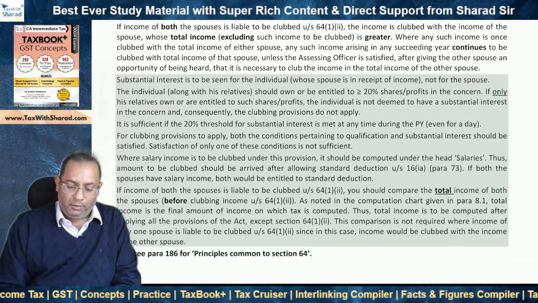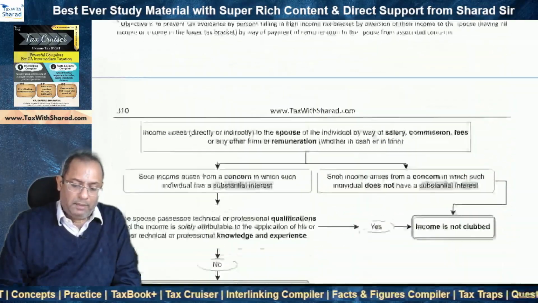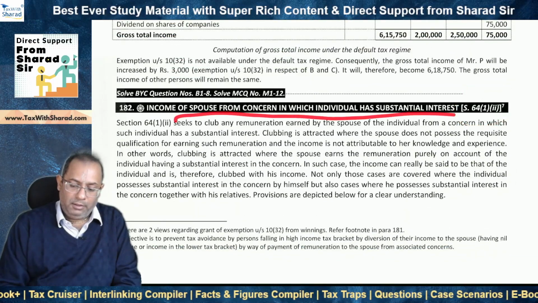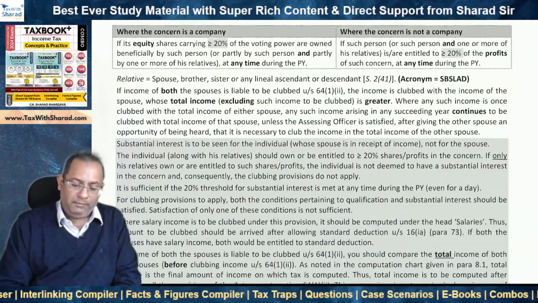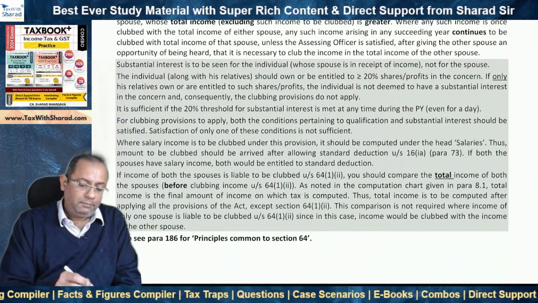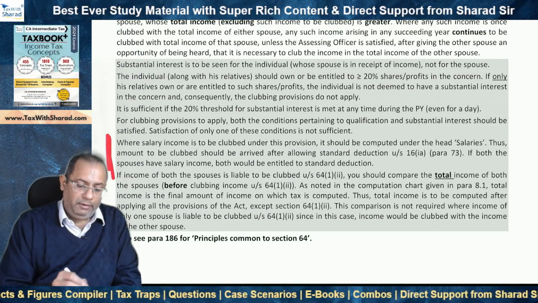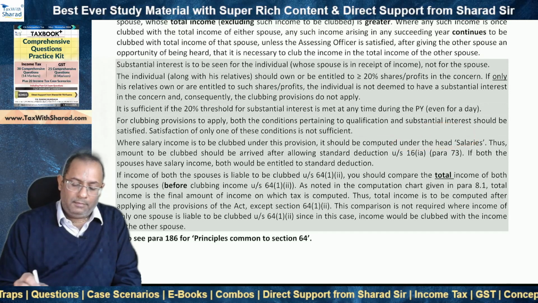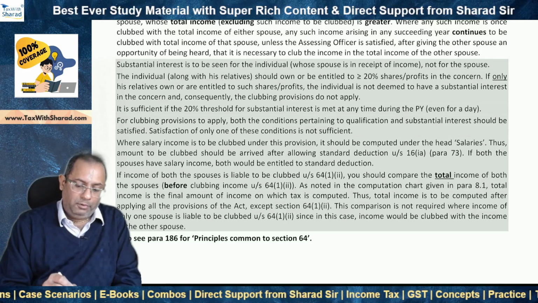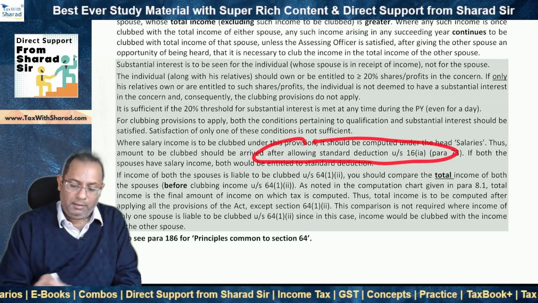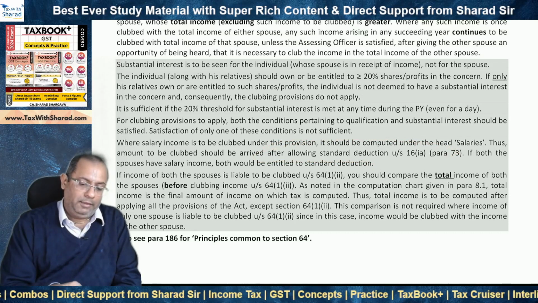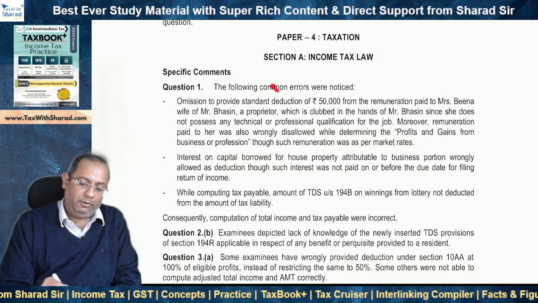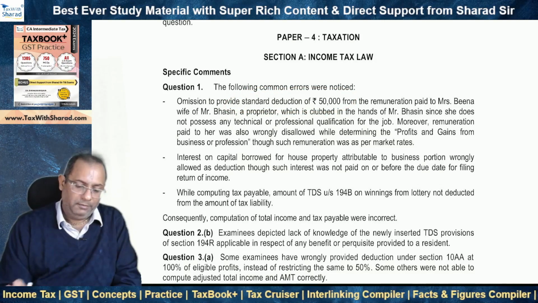And this is the clubbing of income chapter of TaxBook Plus, and this is section 64(1)(ii), income from spouse from a concern in which the individual has substantial interest. So clubbing will happen, and it is specifically given as a tax trap in TaxBook Plus that where salary income is to be clubbed under this provision, it should be computed under the head salaries and then clubbed. Thus, the amount to be clubbed should be arrived at after allowing standard deduction under section 16(ia). Therefore, standard deduction should be provided, and the mistake that students committed was failure to provide a standard deduction of 50,000. That is number one.